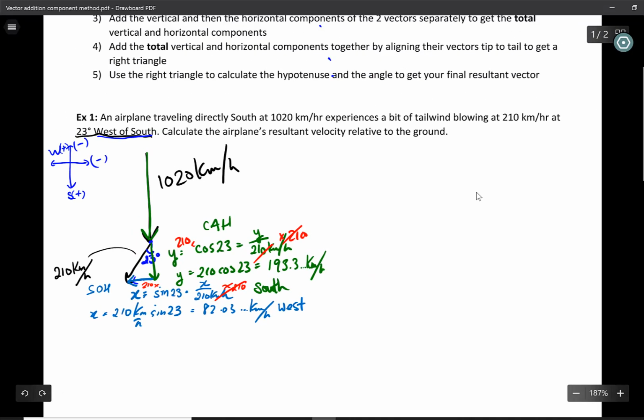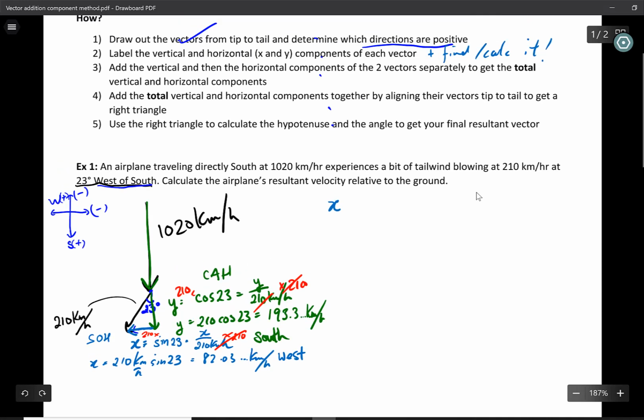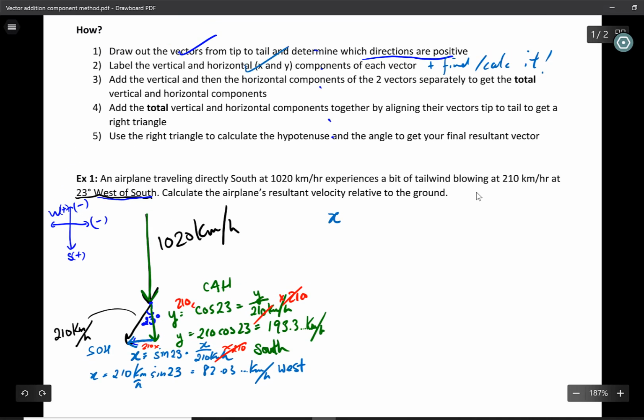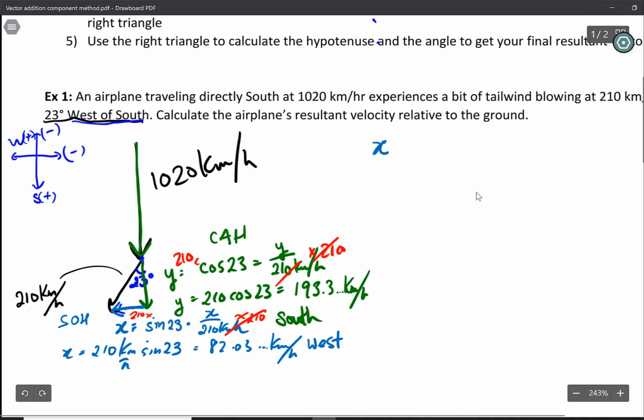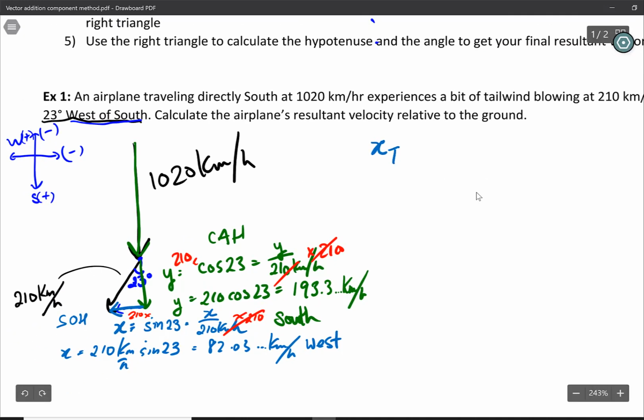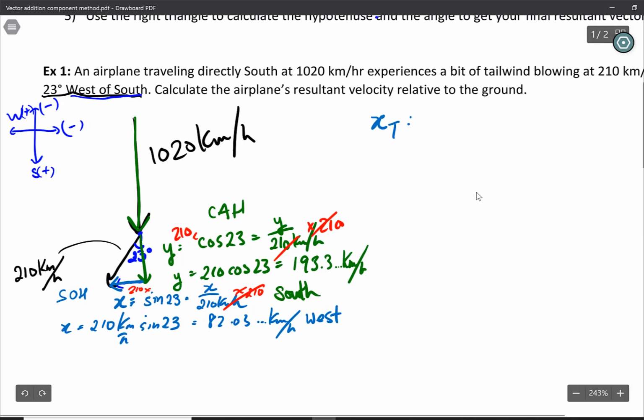Okay, and now we have all our components broken up. So we have all our pieces. Now we put the pieces in their own categories. So let's start with the x, since we were just dealing with it. We've done that. Now we need to add these components separately to get the total. So I'm going to use x total for the total x components, and we only have the one, the 82, so that's all we need.